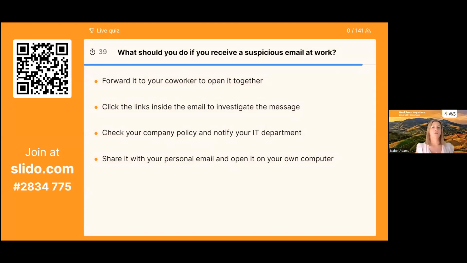What should you do if you receive a suspicious email at work? Should you forward it to your co-workers and open it together? Click the links inside the email to investigate the message? Check your company IT policy and notify your IT department, or share it to your personal email and open it on your own computer? I think the answers here are pretty simple, but let's see how many of us have got the answer right.